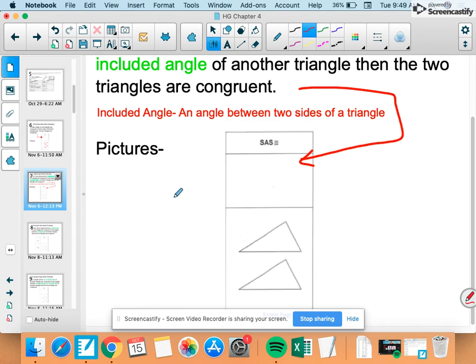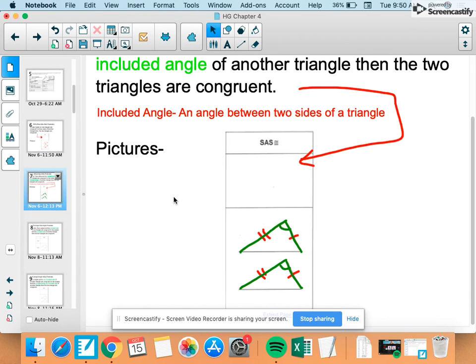The picture would look something like this, and this could be different because you only need the two sides and then the angle in between. So we have this side, and if we did this side here, to find the included angle, you trace over the sides that we have marked congruent, and the angle where they meet would be the included angle. So we have a side, an angle between those sides, and then another side. If that is the case, we can also say the triangles are congruent.